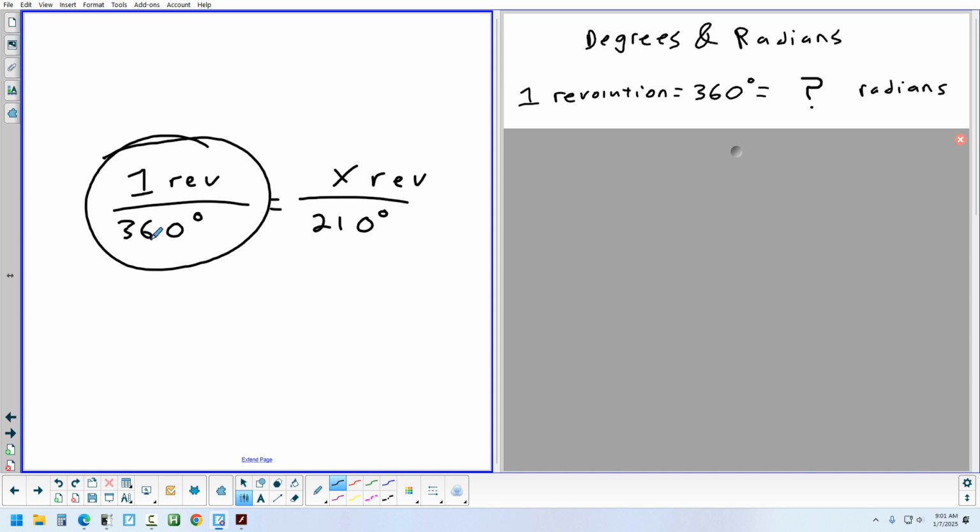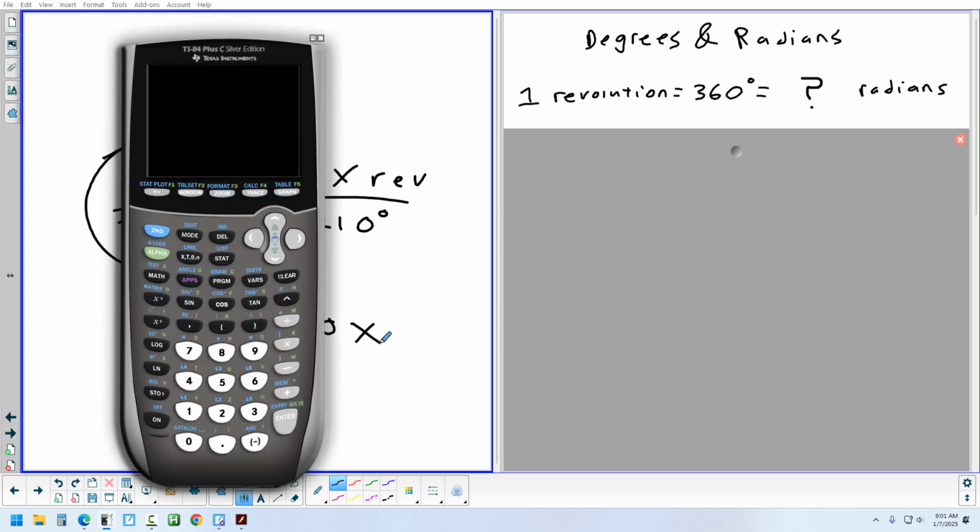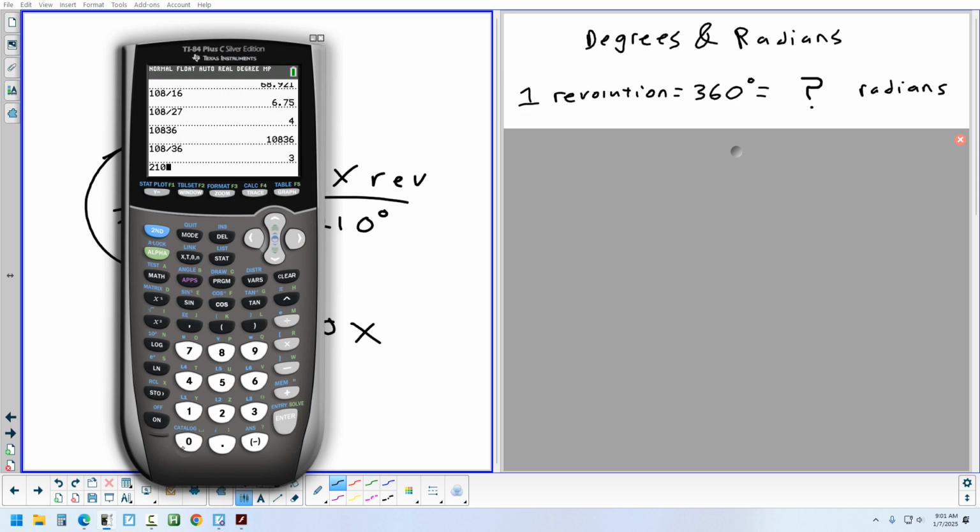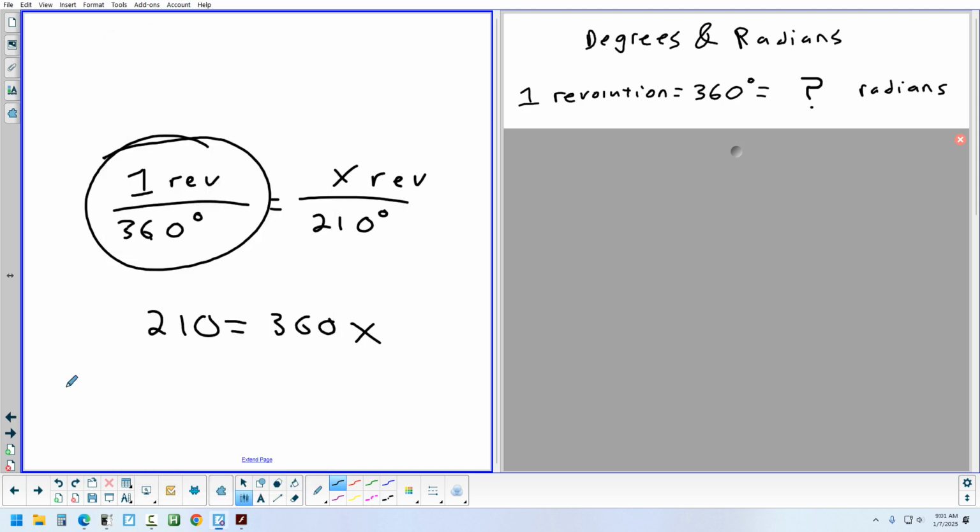So now if you cross multiply, you'd end up with 210 equals 360x. If you divide each side by 360, that would tell you exactly how much of a revolution 210 degrees is. It's a little over half a revolution, about 0.58. Right. So I'm not really as interested in converting between degrees and revolutions. I'm more interested in getting between degrees and radians.